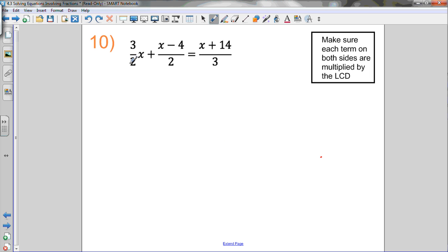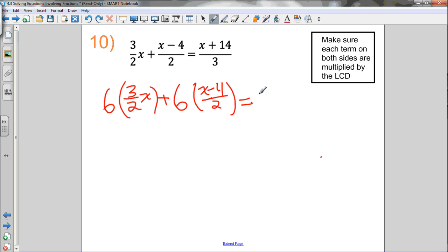So, my denominators are 2, 2, and 3. The lowest common denominator between 2 and 3 is 6. So let's multiply each of the terms on both sides of the equation by 6. So I multiplied 3 over 2x times 6. I need to multiply x minus 4 over 2 times 6. And I need to multiply the other side of the equation by 6. So 6 times x plus 14 over 3.